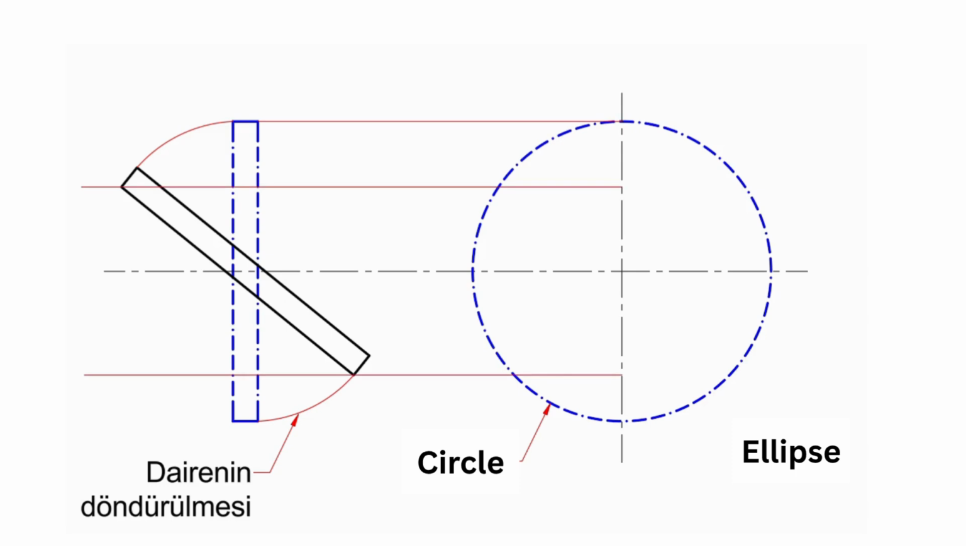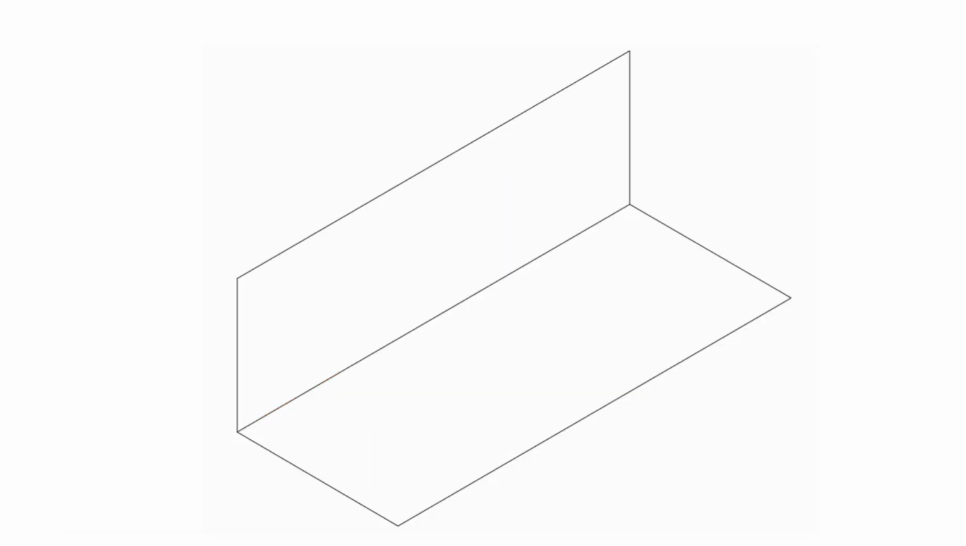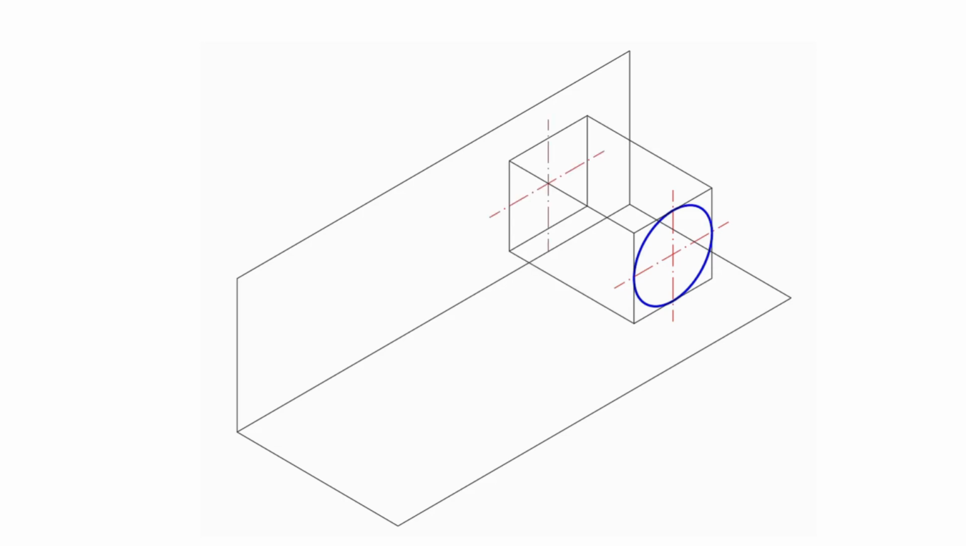When a circle is viewed directly from the front, it appears as a true circle. However, when the circular surface is rotated around its axis and placed in an inclined position, its projection changes and appears as an ellipse. The appearance of a circular surface depends on its position relative to the projection plane. When the circle is parallel to the projection plane, it is seen in its true shape as a circle. This is the most accurate view of the circular surface.